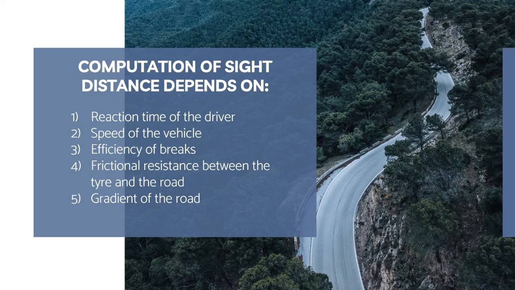The speed of the vehicle very much affects the sight distance. The higher the speed, the more time will be required to stop the vehicle. Hence, it is evident that as the speed increases, sight distance also increases.